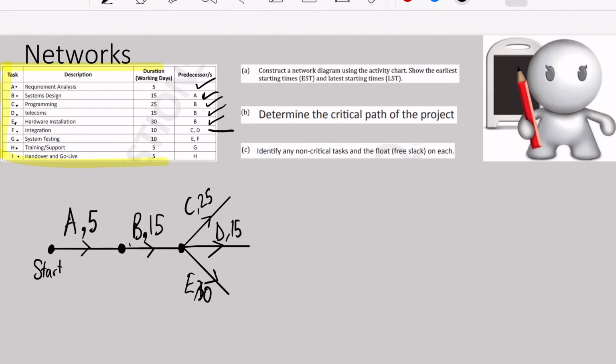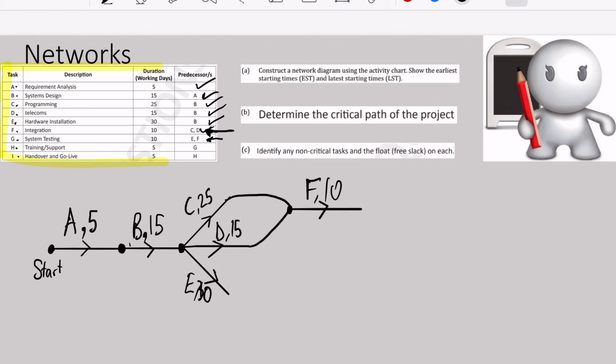So now I'm up to this activity F. Now, activity F flows out of, or the predecessor is C and D. So I'm going to put a dot somewhere over here, and I'm going to flow activity D into here and activity C into here. That's the end of activity C and D, and from that flows activity F. So this is activity F, and activity F is 10 days in duration. So I've done that one.